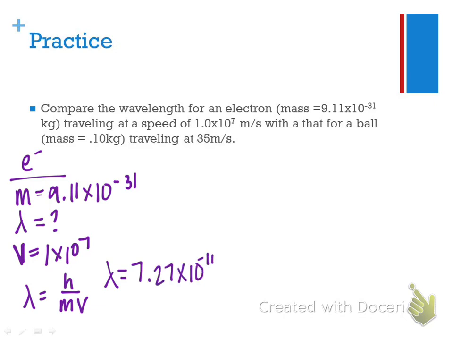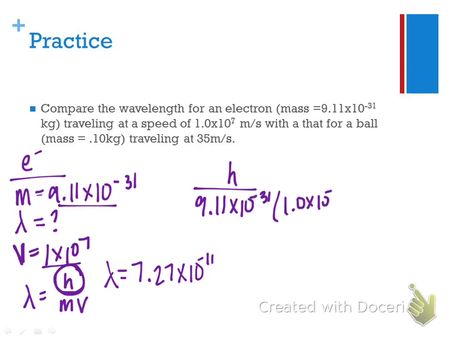Wait, what did you do? I took Planck's constant divided by mass divided by velocity. So if I write it out, it's Planck's constant over 9.11 times 10 to the negative 31st, 1.0 times 10 to the 7th, equals my wavelength. Right? H is my constant, so I know what that number is. I just don't want to write it out every time.